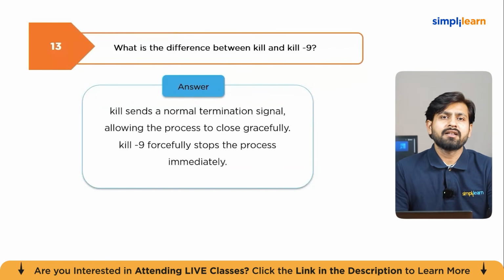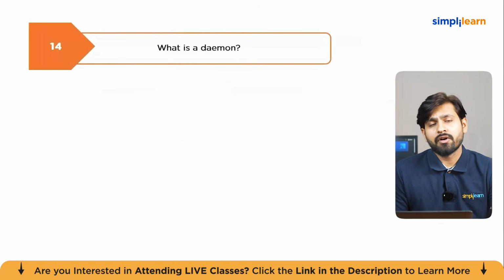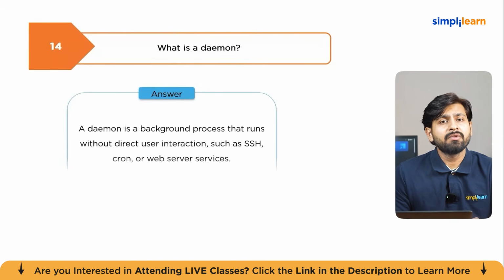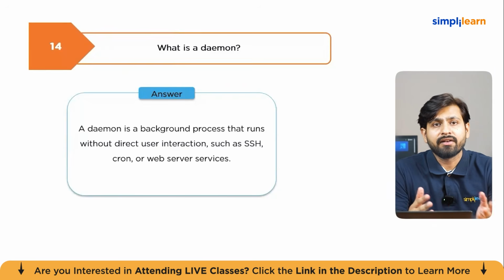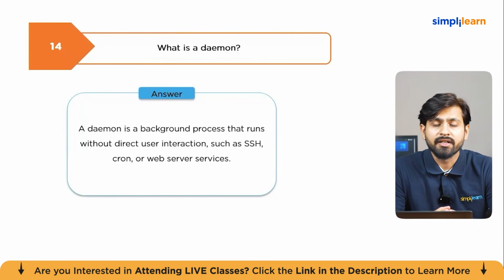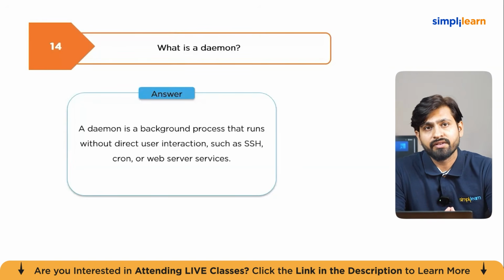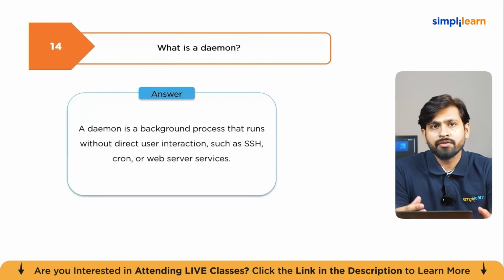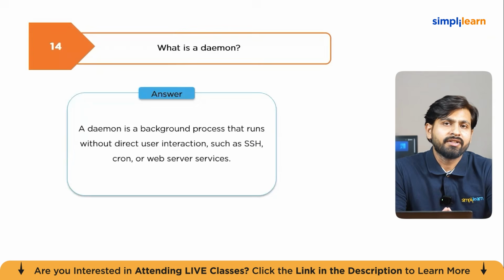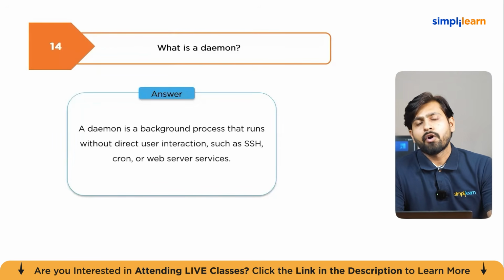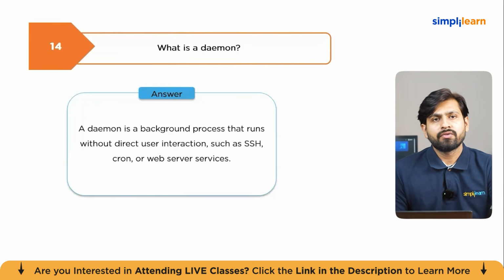Now let us discuss the next question, which is also pretty interesting, and it has a lot of concepts. The question is, what is a daemon? A daemon is a background process that runs without direct user interaction, such as SSH, a web server service, or any cron jobs you are running. So that is a daemon, any background process where the user is not directly interacting with it. I hope you got a brief idea. Let us move on to the next question.